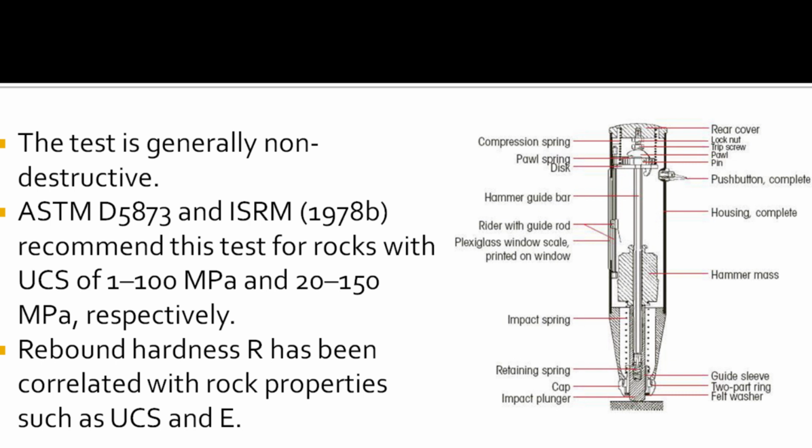Uniaxial compressive strength and Young's modulus have been widely correlated with the rebound number. And again, there have been standardized correlations between the unit weight of the rock material, the angle or the inclination at which you are using the rebound hammer, and the rebound number together with the corresponding compressive strength.